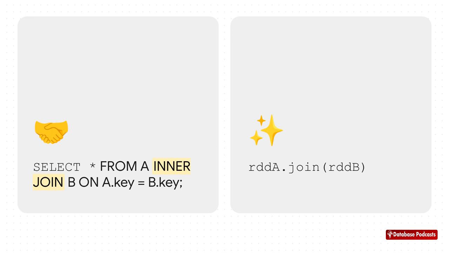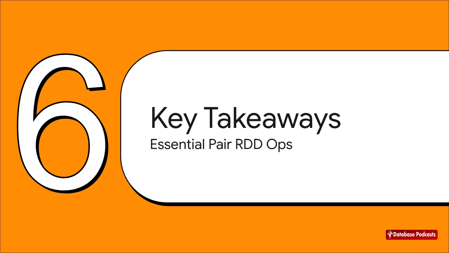And of course, just like in SQL, you've also got leftOuterJoin and rightOuterJoin for those times you need to keep records that don't have a match. Whew, we've covered a lot of ground, basically translating a whole bunch of core database ideas into their distributed Spark versions. So let's do a quick flyby of the essential operations you're going to be using all the time.